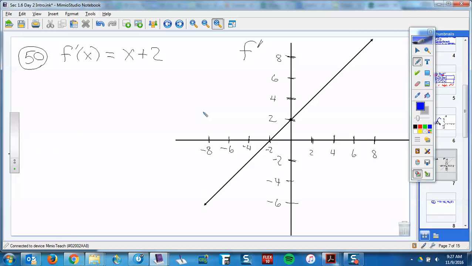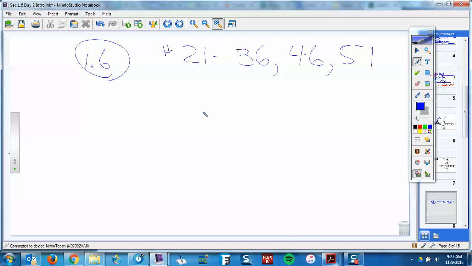So now I have an F prime graph. Now I'm supposed to draw the F graph, right? So you're going to have that in number 51. So there's the homework. That's on this sheet, okay? So it says those problems, and then it says first derivative matching activity, which is that Desmos activity, right? So finish that Desmos activity and do those problems there.